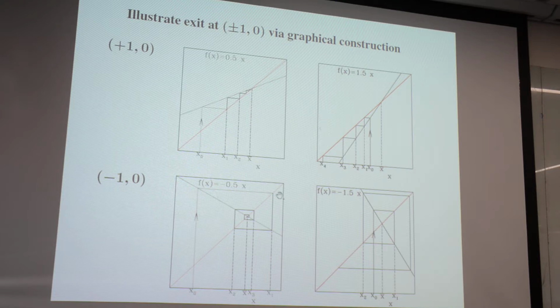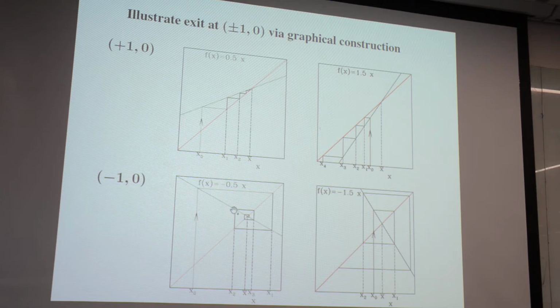Then we go across to the diagonal, then we go vertically to the black line, the function that gives us x1. Now we take f of x1, and that's here, vertically, and to get it onto the horizontal, we put it here, so that gives us x2.